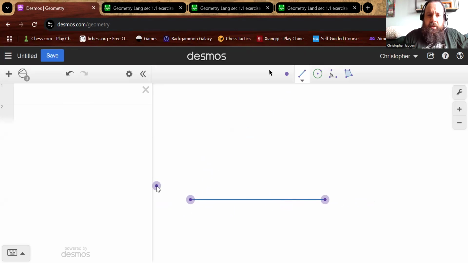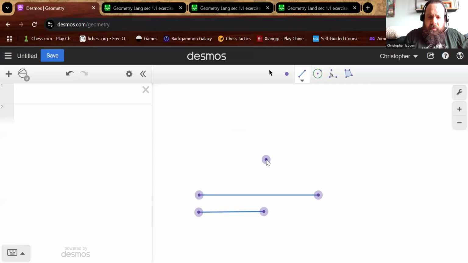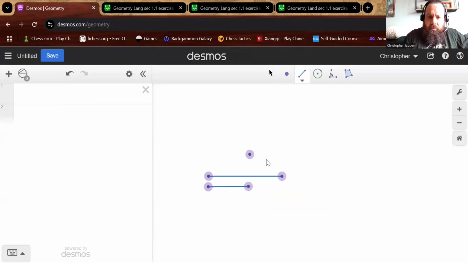So I'll draw one line segment here. Oops, can I move this down? Maybe I'll do a line segment that looks like that. Let me see if I can zoom in and out. Okay, and then I'll have another line segment maybe that looks like this.